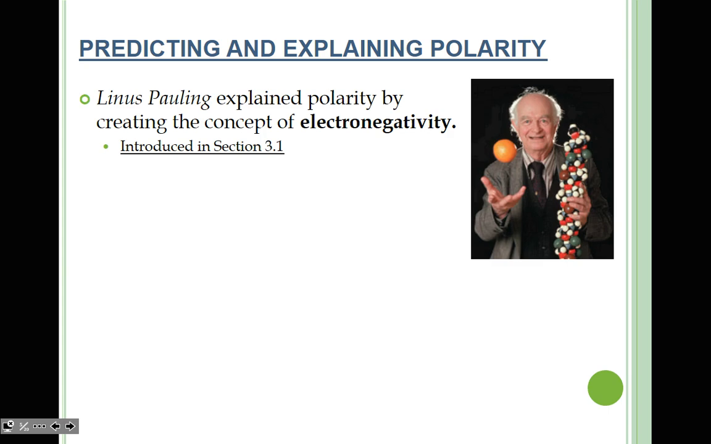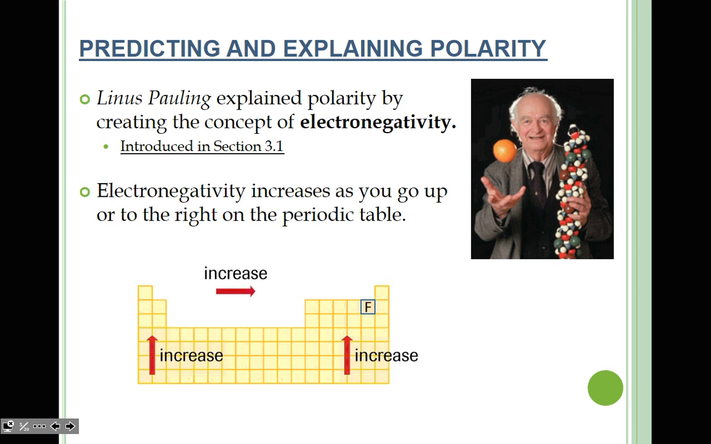So thank goodness for this guy called Linus Pauling. He explained polarity by creating the concept of electronegativity. We talked about electronegativity and EN numbers in section 3.1. So, to recap, electronegativity increases as you go up or to the right on the periodic table. Typically, nonmetals have high EN numbers, metals have low EN numbers. The higher the EN number, the stronger the pull of that electron.